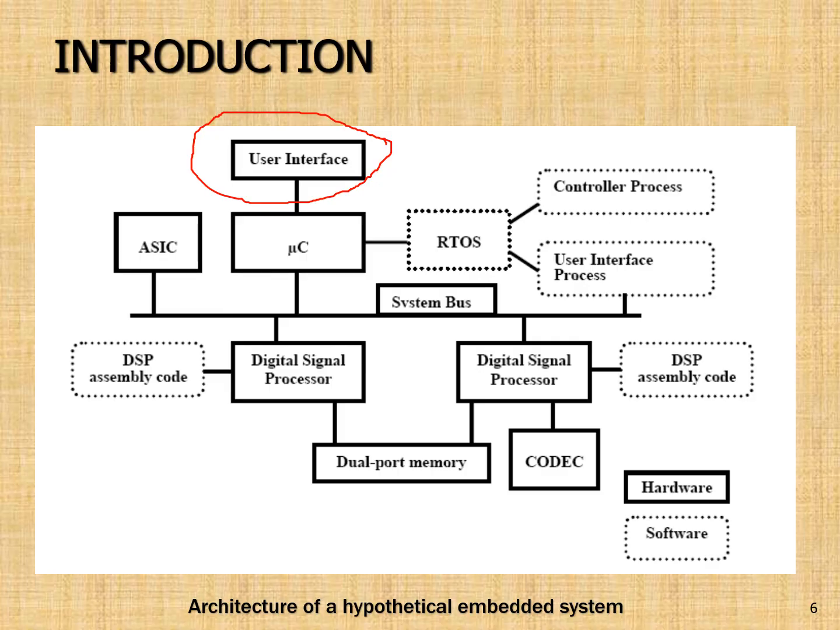Then we have the system bus. As previously discussed, the system bus provides the communication backbone of the system. It connects, as you can see, the microcontroller, then there is a DSP processor, then memory is there, then codec is there. Codec stands for coding and decoding. So with the help of the system bus, each block can interact with each other in the system.